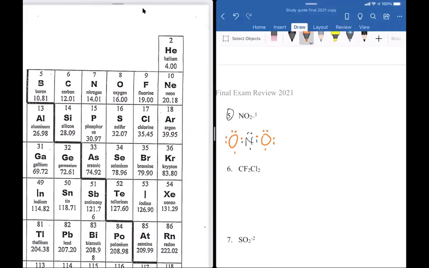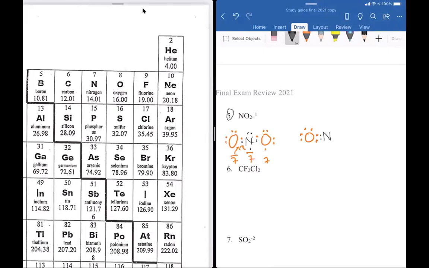Very similar. Everything wants 8. However, this has 7, this has 7, this has 7. Nitrogen only has 1 lone pair that it can double bond with. So it's going to double bond with, doesn't matter which oxygen. I just chose that one on the left. So then it's going to look something like this. Nitrogen is going to look something like this.